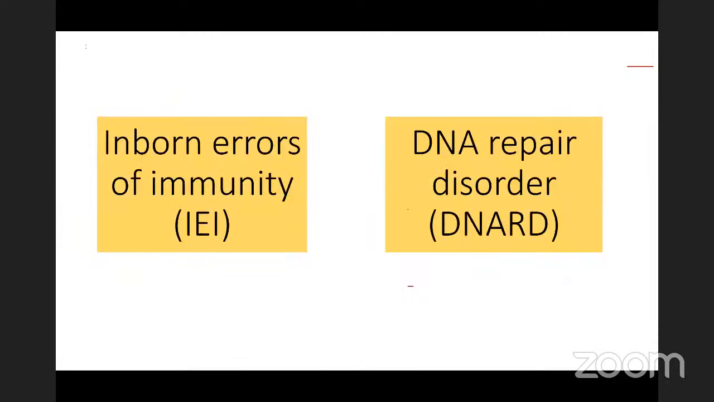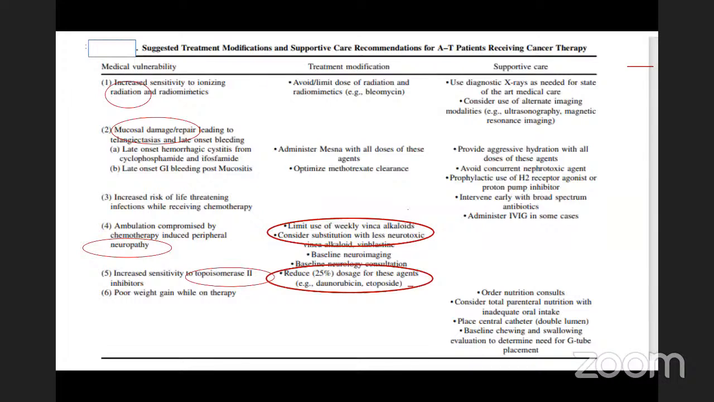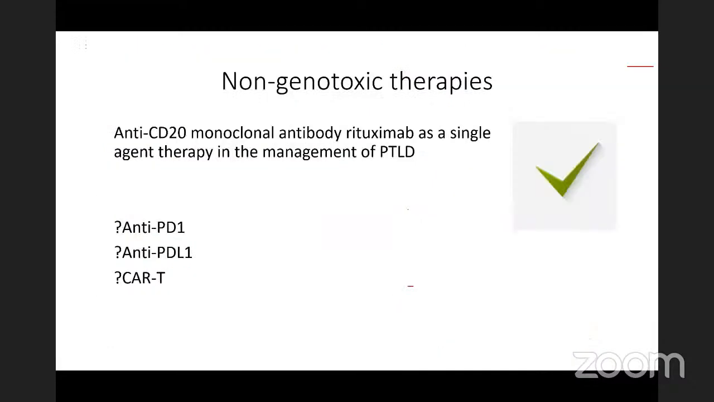And again, talking about either inborn errors of immunity or DNA repair disorders, in the DNA repair disorders we have to modify significantly, avoiding radiation as diagnostic, avoiding frequent dosing of vinca alkaloids. We have to space the dosing because the neurotoxicity is higher. We have to give more profuse mesna during the cyclophosphamide regimens, and reduce the topoisomerase inhibitor dosing, some regimens by 25% and some by even 50%, to avoid toxicity.